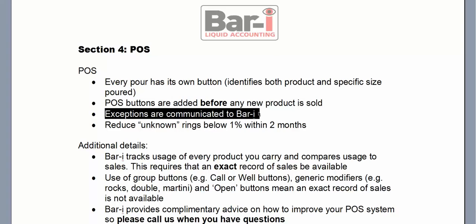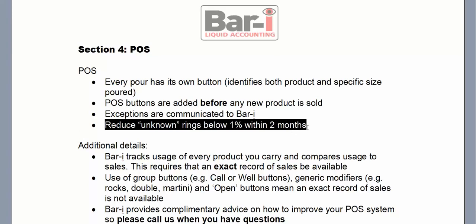So anytime we have any exceptions, if you're ringing things in a way that doesn't identify what was poured, again, it needs to identify both the product being poured and the size, we would very much appreciate some communication, and ideally, we'd actually update the point of sale system, make some changes so that situation doesn't happen in the future. So this is a good aim to have. We want to reduce our unknown rings down below 1% of sales within 2 months.